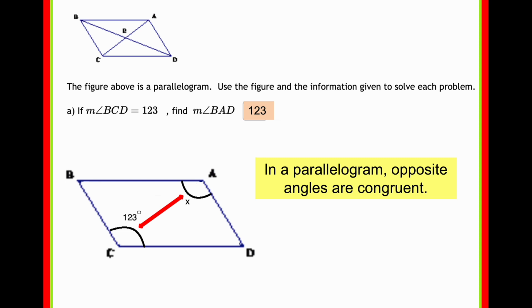What property helped you solve this problem? In this case, we needed to remember that opposite angles are congruent, or if you want to use the word equal, their measures are equal. The measures of the two angles are equal.